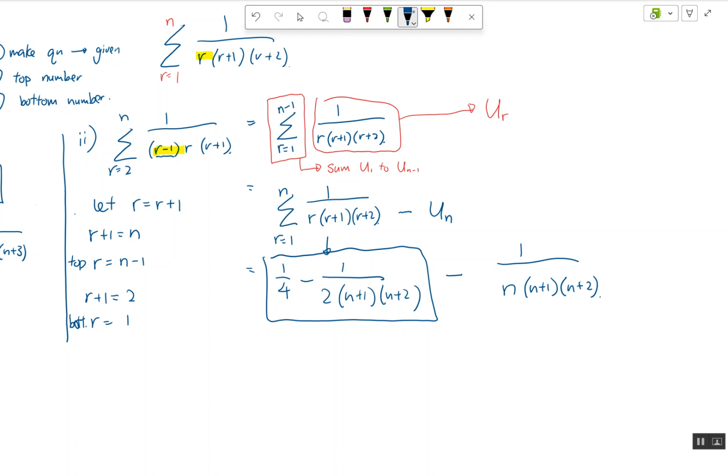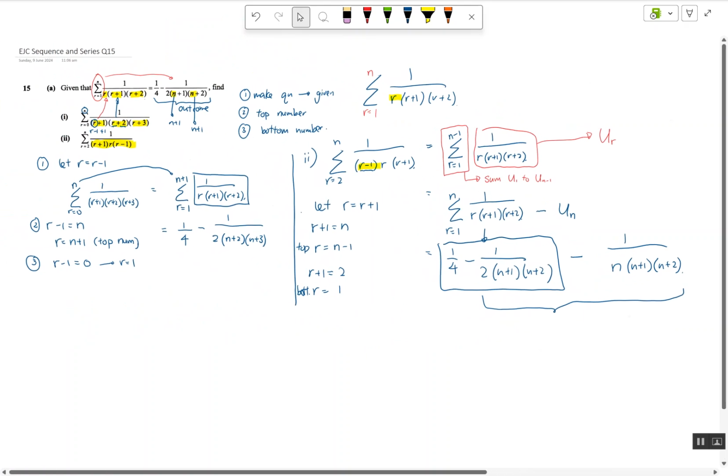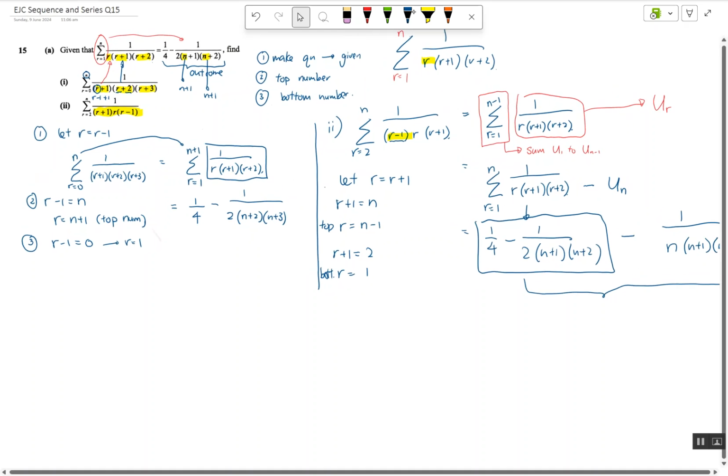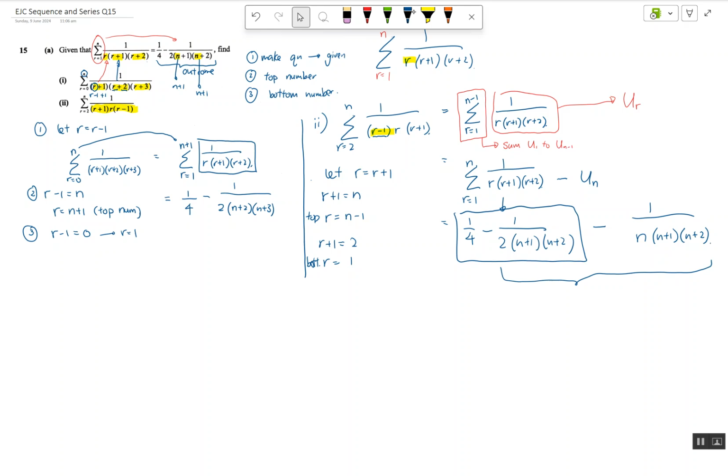You can actually leave this as the answer, or if the question asks you to prove it in a certain way, then you have to combine these two algebraic fractions into one fraction and you will get your final answer. But the most important thing is when you want to replace r, number 1, always make the question look like the given. Number 2, settle your top number. You must change your top number. And number 3, you must change your bottom number. And this is how you do a sequence series question involving replacing r.